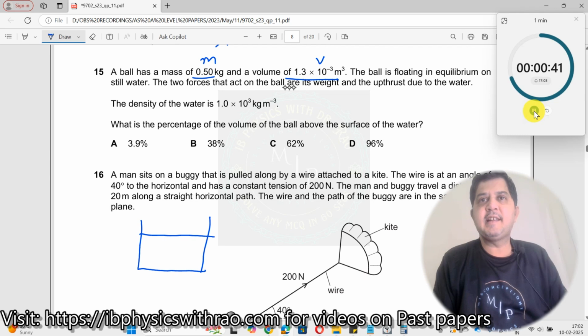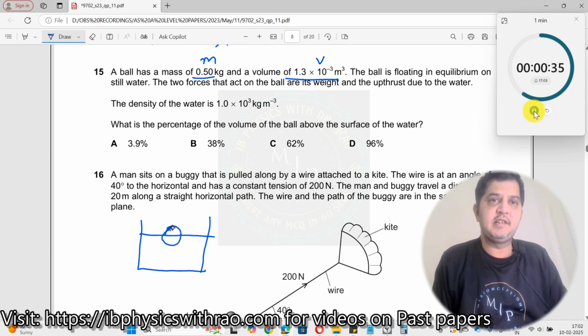The two forces that act on the ball are its weight and the upthrust due to the water. Let us say it is floating on the water like this. It's floating, not exactly midway, but some percentage. The density of water is 1 × 10^3 kg per meter cube. This is the density of water.